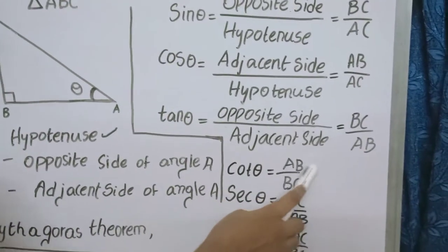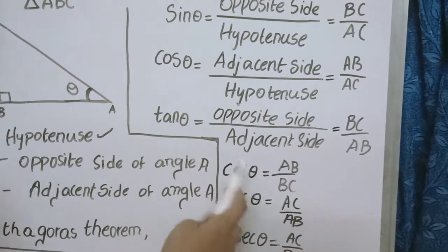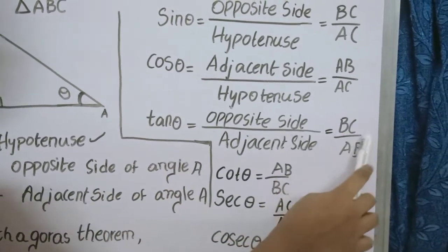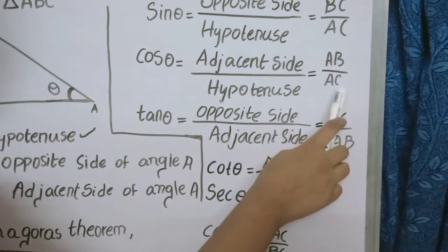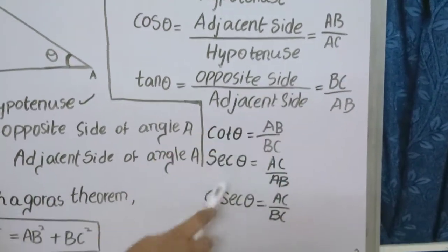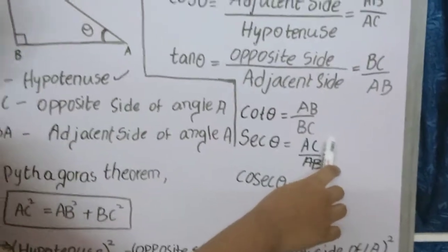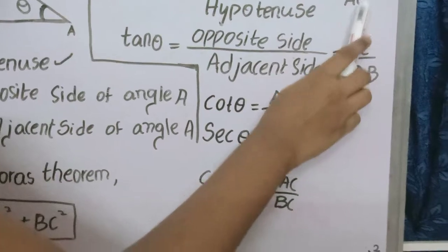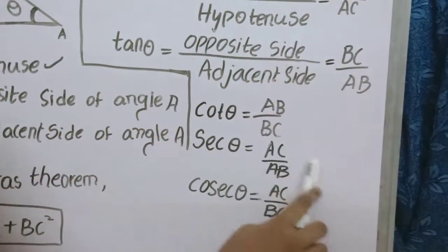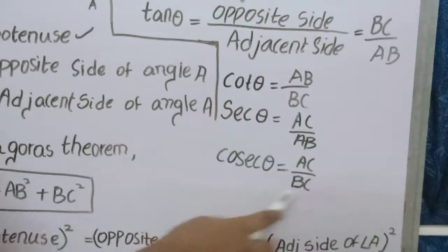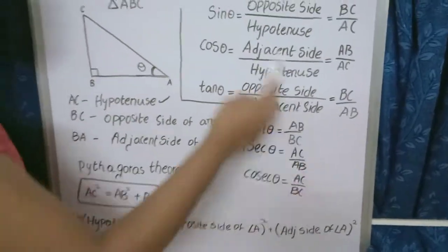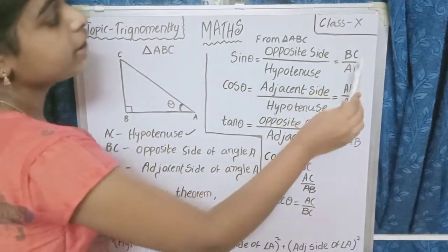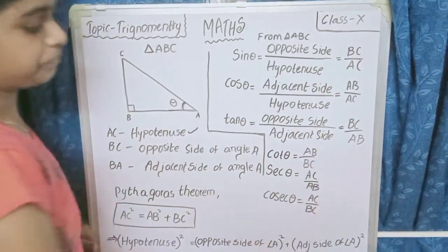Next, cot theta is equal to AB by BC, which we can also say as 1 by tan theta. If we see 1 by BC by AB, AB goes to the numerator, and again we get AB by BC. And sec theta is equal to AC by AB, which is 1 by cos theta, 1 by AB by AC, again AC goes to the numerator, so AC by AB. And cosec theta is AC by BC, which is also 1 by sin theta, 1 by BC by AC. If AC goes to the numerator, we get AC by BC.